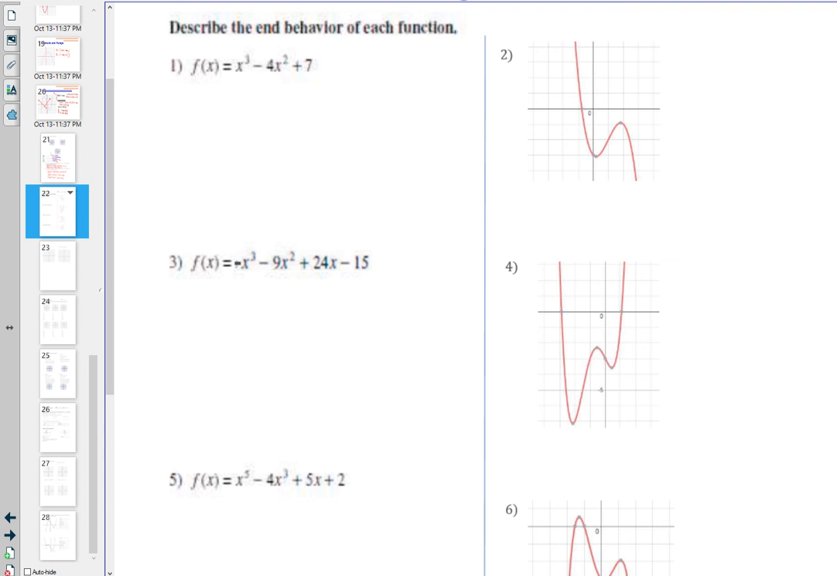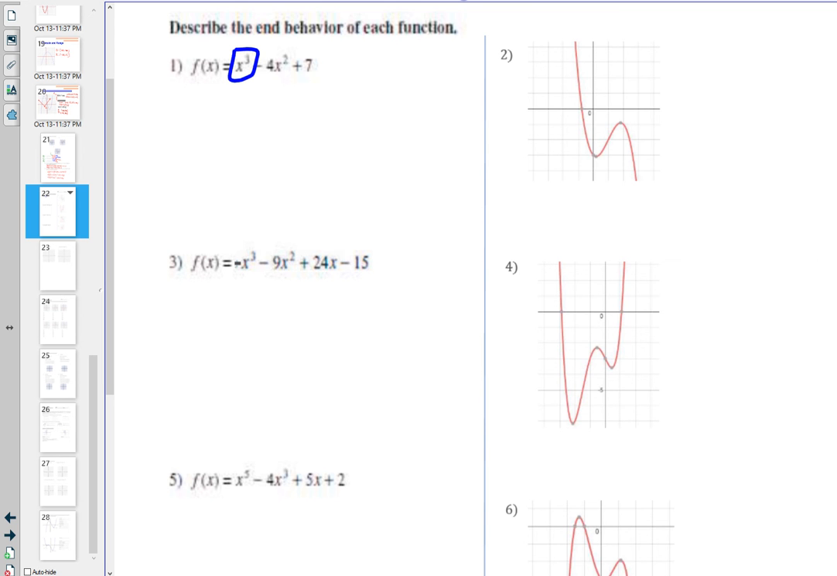When you're given the function, not the graph of the function, but when the function is written, what does that depend on? What determines that behavior? The lead term. Here the lead term is x to the third. So what's my end behavior going to be?